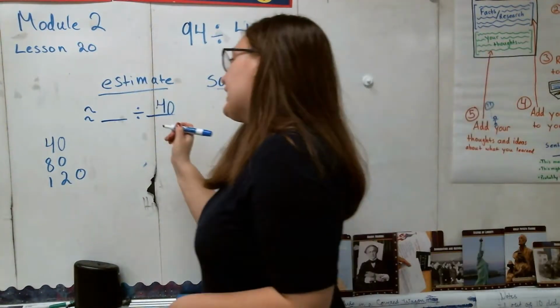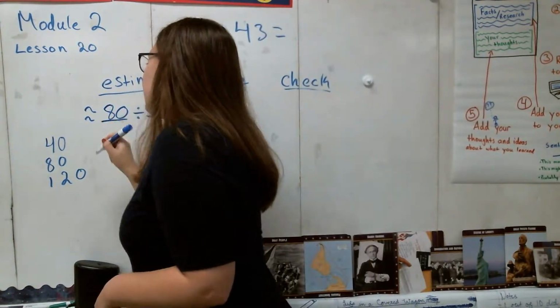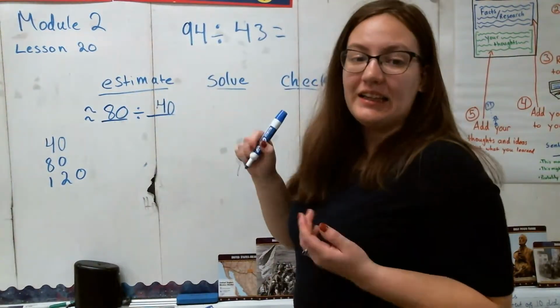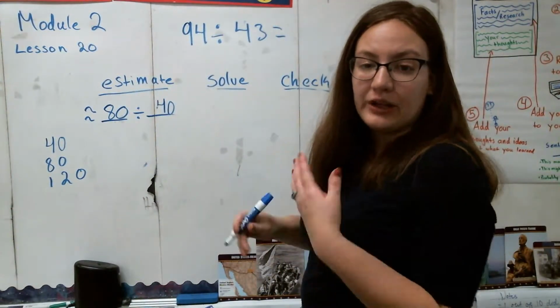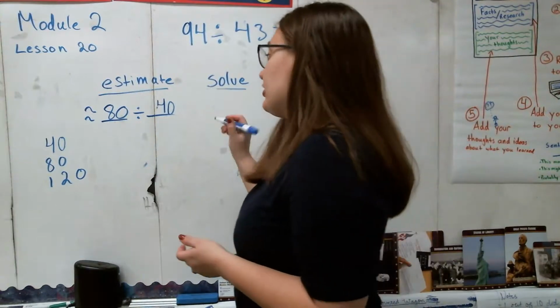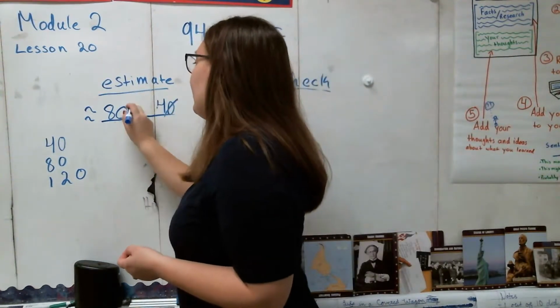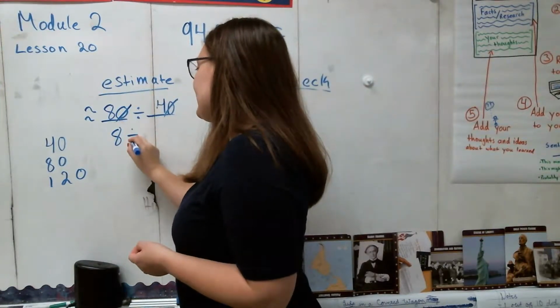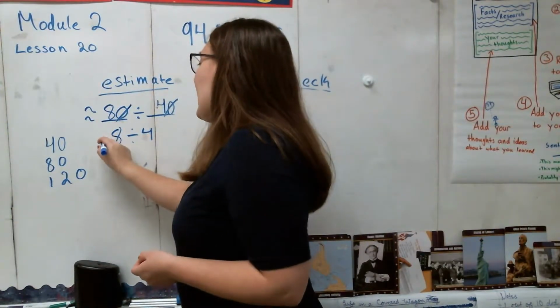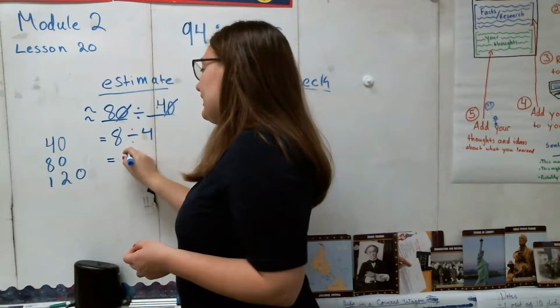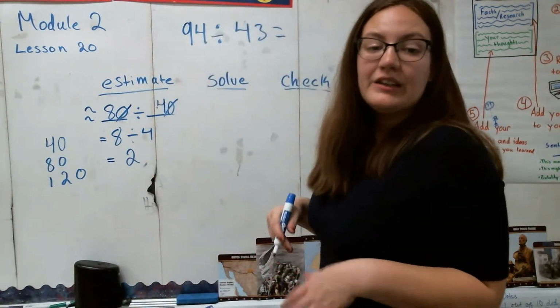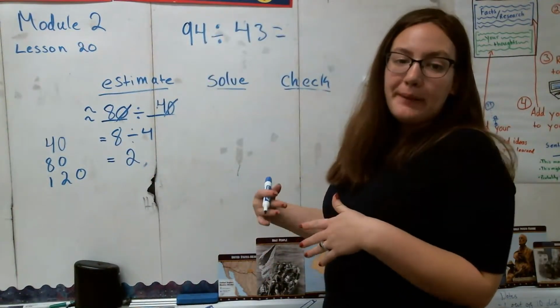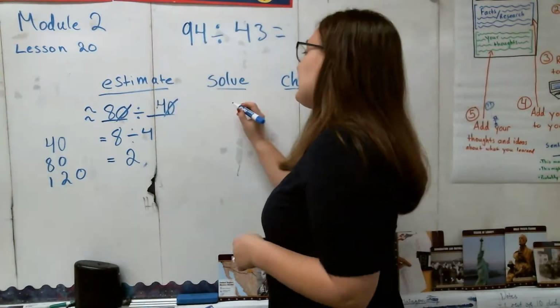So I'm going to change this 94 to 80 in my estimates, and then I'm going to solve for 80 divided by 40 to get close to where my answer should be. So I'm going to cross out this 0, cross out this 0, and then this problem becomes 8 divided by 4, and 8 divided by 4 equals 2. So that tells me that my answer is going to be about 2. Now let's see if we can actually get this answer.